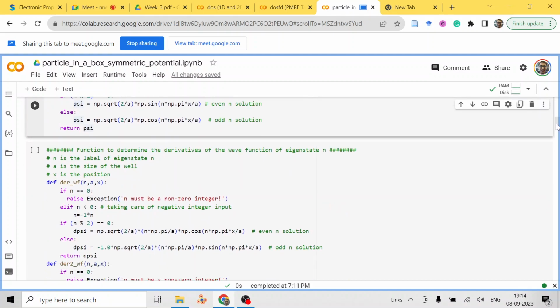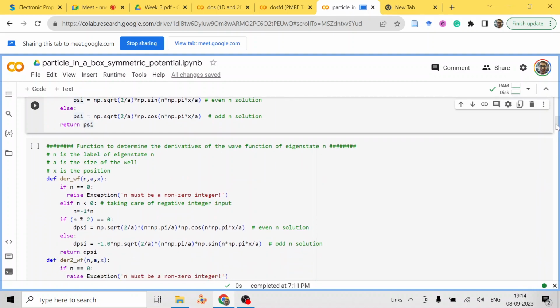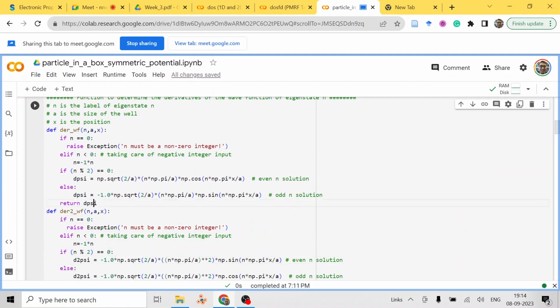So this is the function to determine our wave function of eigenstate n. Then we have a function to determine the derivative of the wave function. This derivative will be useful when we calculate the expectation value of the momentum. As you know, the momentum operator is minus i h cross del by del x. So when you find the momentum value, you have to take the derivative of your wave function. This function will help you determine this derivative, and we have both the derivative del by del x and del square by del x square.